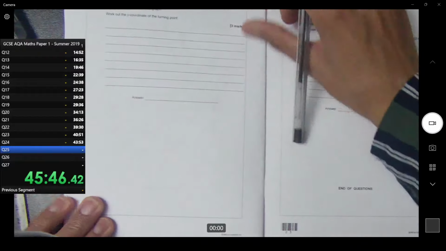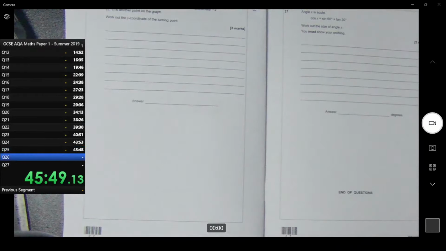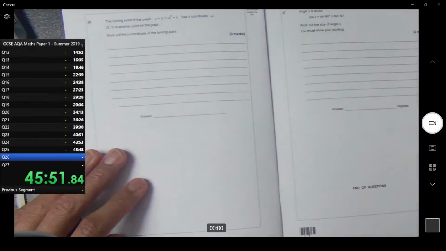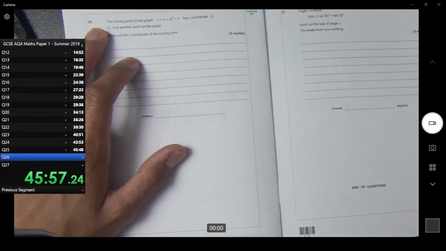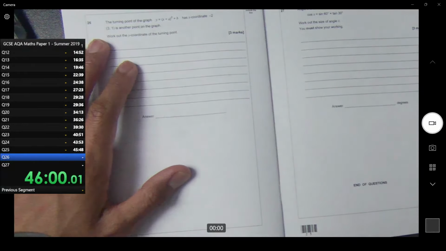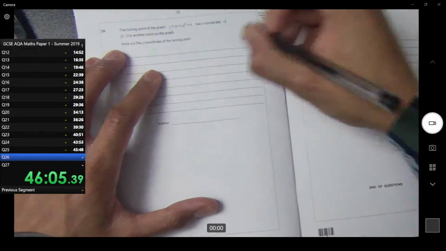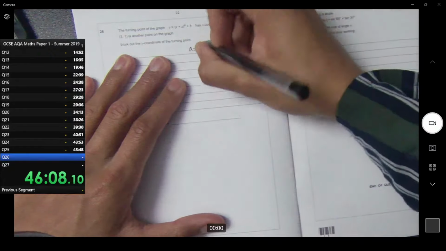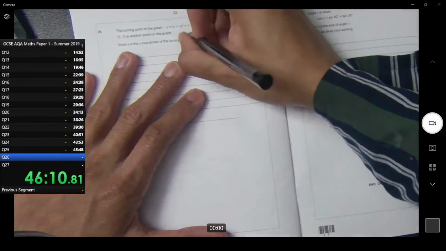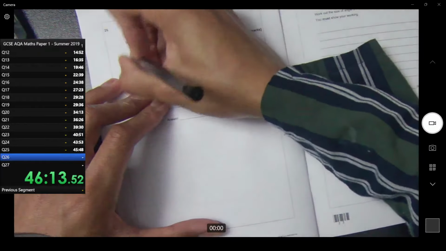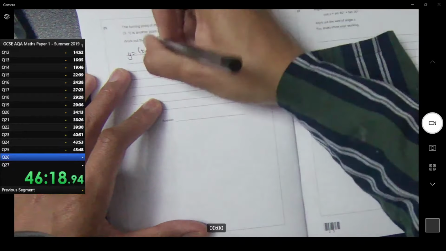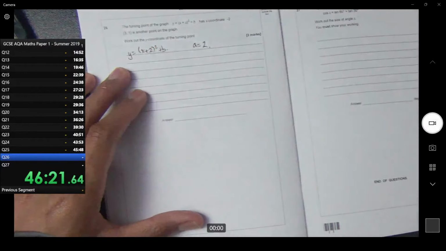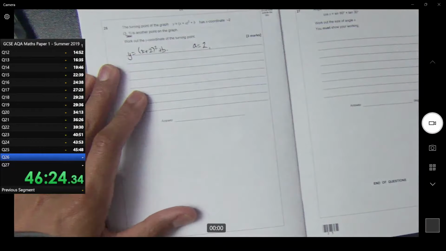Okay, final two questions. So the turning point of the graph y equals x plus a all squared plus b has x coordinate minus 2. 3, 1 is another point on the graph. Find the y coordinate of the turning point. So that means a is going to be 2. So we have the equation y equals brackets x plus 2 squared plus b. So we're going to substitute this point in here.